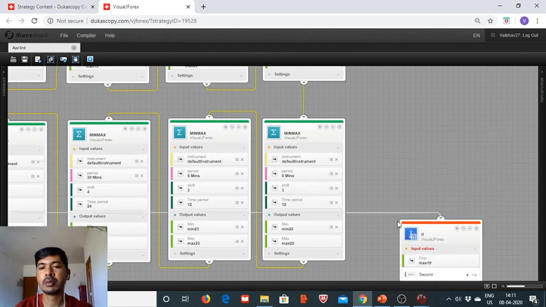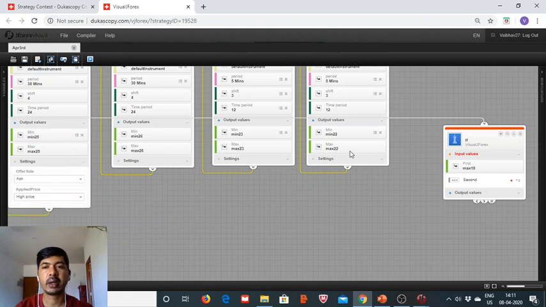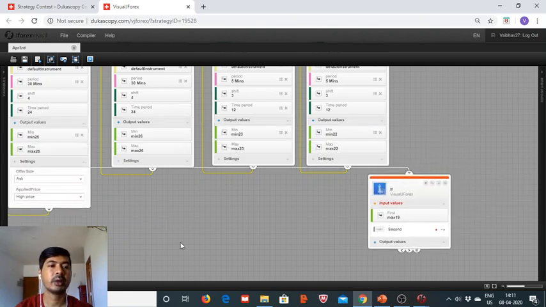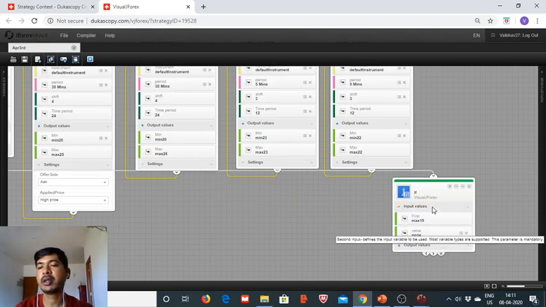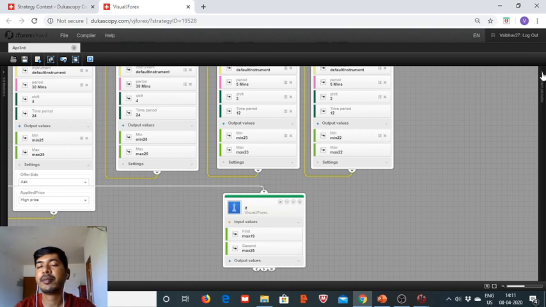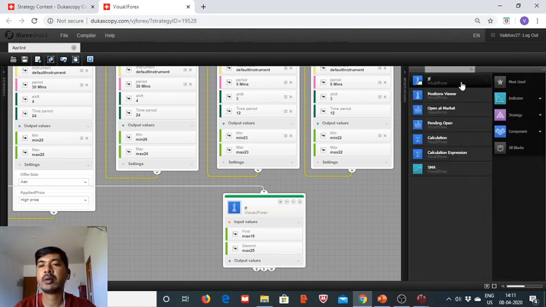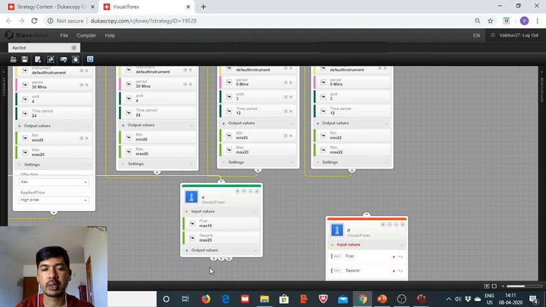So here we again want the ask and the high price. We got it. And we want the current maxima price to be less than or equal to the maxima 25. So we check it should be less than or equal to.